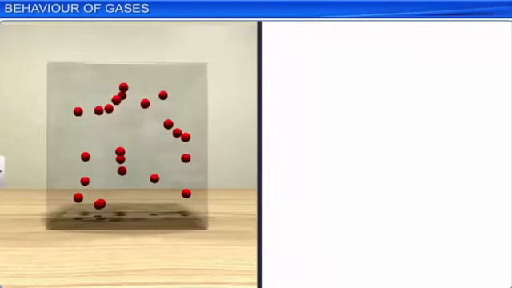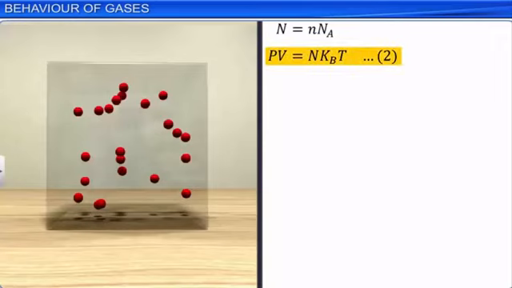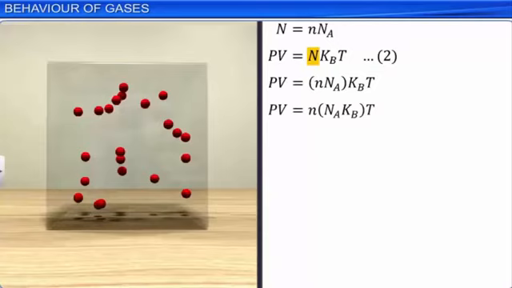Substituting N = n Na in equation 2, PV = N Kb T, we get PV = n Na Kb T. Upon rewriting the terms of the equation, we get PV = n (Na Kb) T, which can be written as PV = nRT. Let this be equation 3.